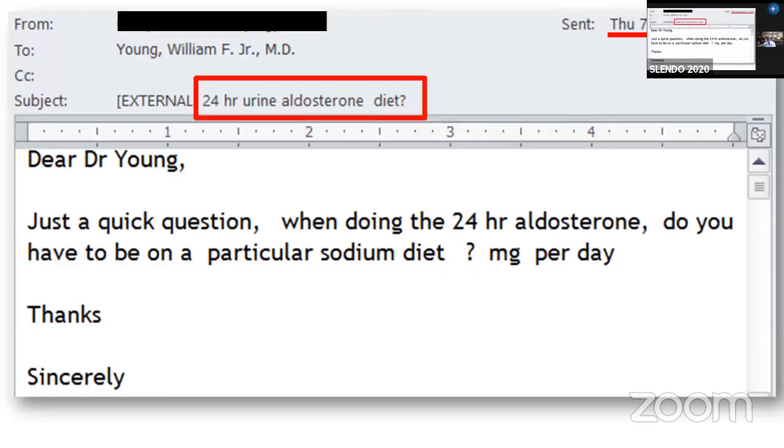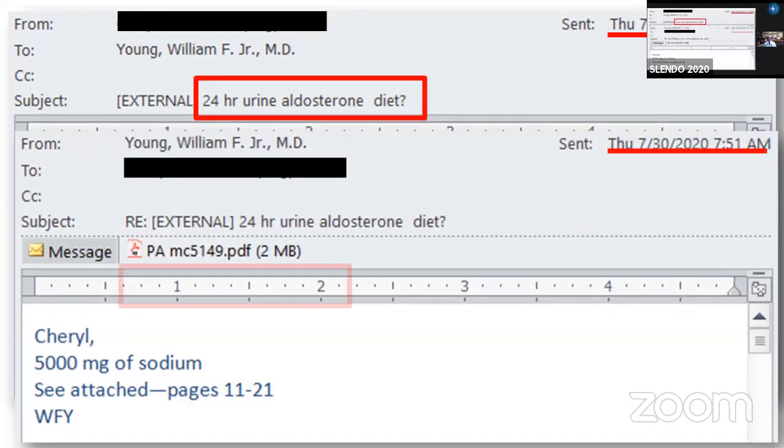Okay, let's go on to another one. This was from last month, subject line: 24-hour urine aldosterone diet. Just a quick question. When doing the 24-hour urine aldosterone, do you have to be on a particular sodium diet? Question, milligrams per day. I wrote back, Cheryl, 5,000 milligrams of sodium per day, see attached.